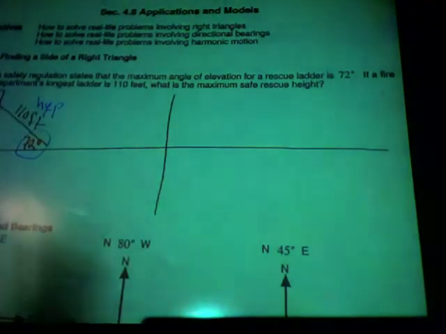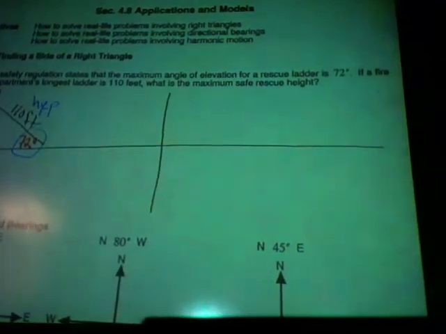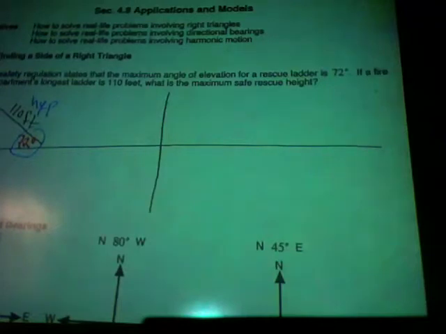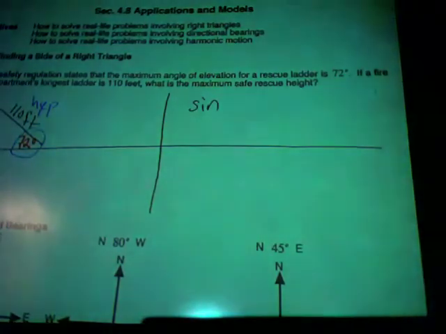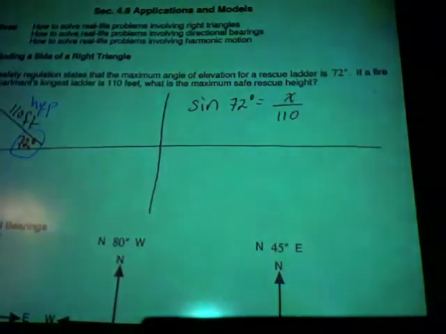So that's our first step. Our second step is set up our equation to solve. Our equation to solve, remember, is sine, cosine, tangent of some degree is equal to something over something, right? So is this sine, cosine, or tangent that deals with opposite and a hypotenuse? Sine. That's why we know it's sine and not tangent and not cotangent. Do I know the degree measure? 72 degrees. Then, because it's sine, opposite over hypotenuse, my opposite is x, and my hypotenuse is 110. You have to make sure you have those in the right order.